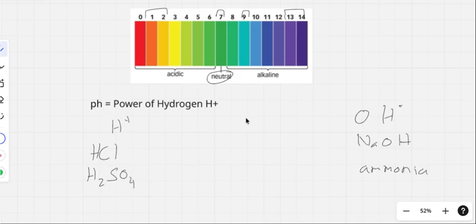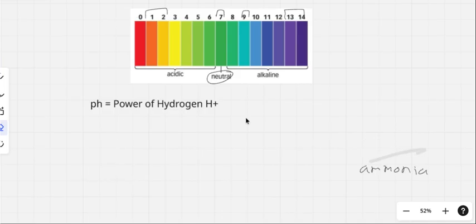Now, from this we have the neutralization reaction. So when an acid reacts with a base, we call this neutralization. The acid's hydrogen ions combine with the base's hydroxide ions to make water, and a salt is formed with that too. So to test pH, we use indicators. For example, a very common one is known as litmus paper, which turns red in acids and blue in bases.